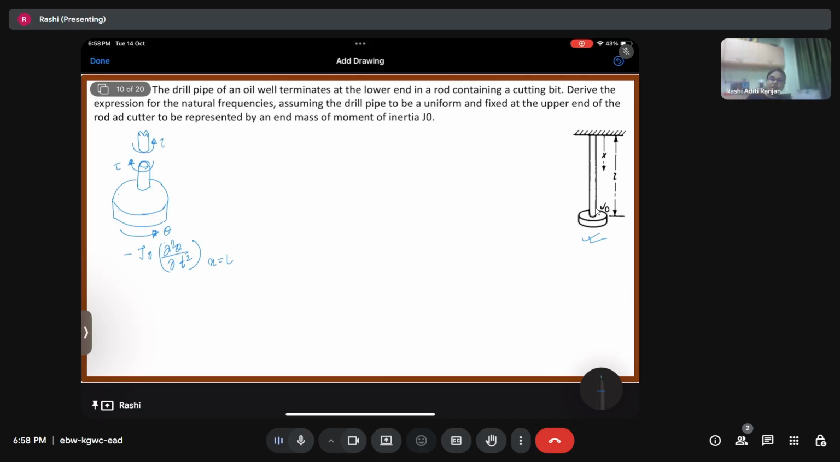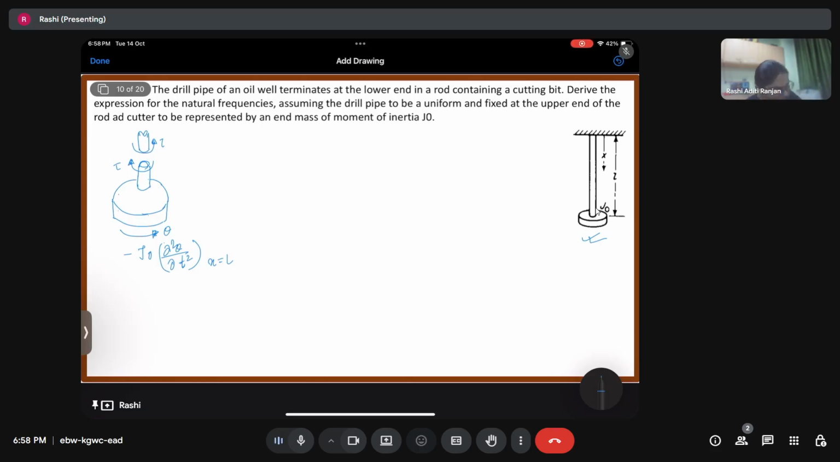Because the second differential of theta with respect to time is varying with x. That is what we are talking about, a continuous system. With x, it varies. So we are specifically talking about at the position L, and we are considering at this tau a very small distance from the cutter. Okay, just for the force balance or moment balance to be precise.